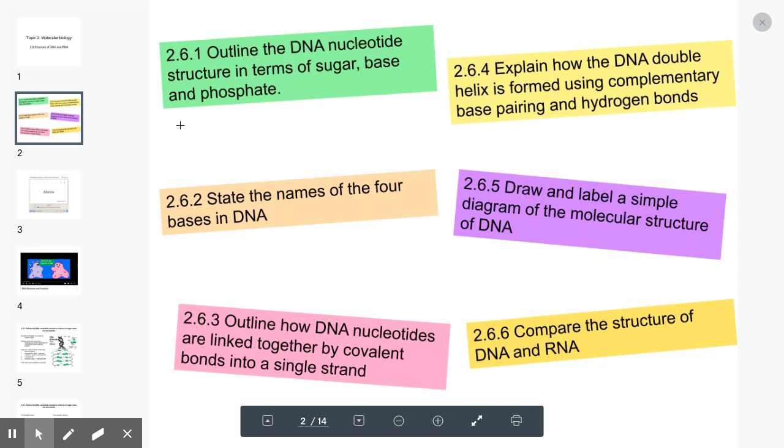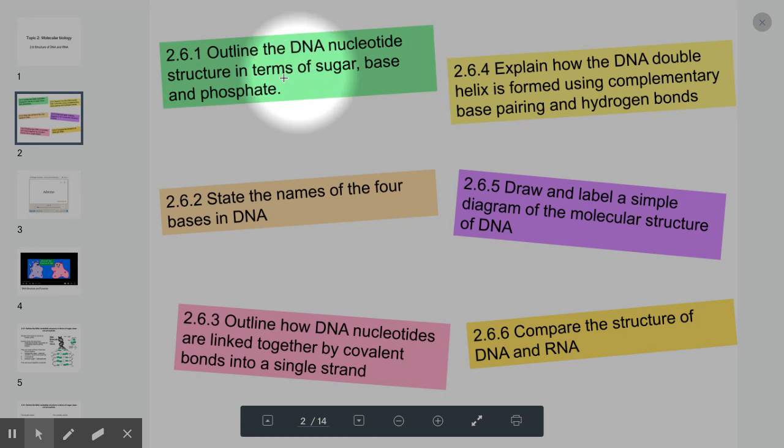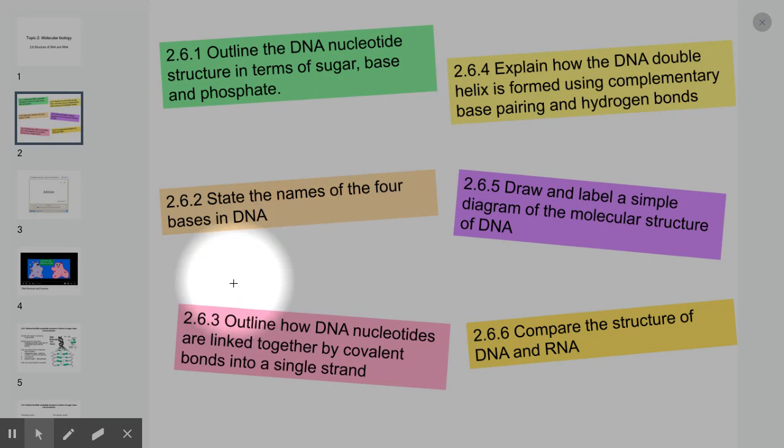So outline the structure of DNA in terms of a sugar, a base, and a phosphate. We're going to get a little bit more specific about what that looks like. So sugar, base, and phosphate. So the sugar is deoxyribose. Now, there are 4 bases, so we'll go into detail on that. State the 4 names of those bases. So of those, we need to know that they're adenine, guanine, thymine, and cytosine.